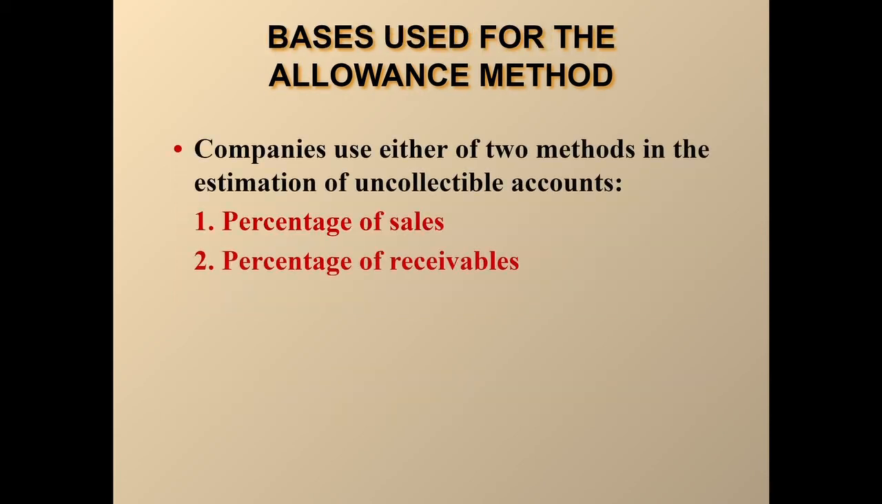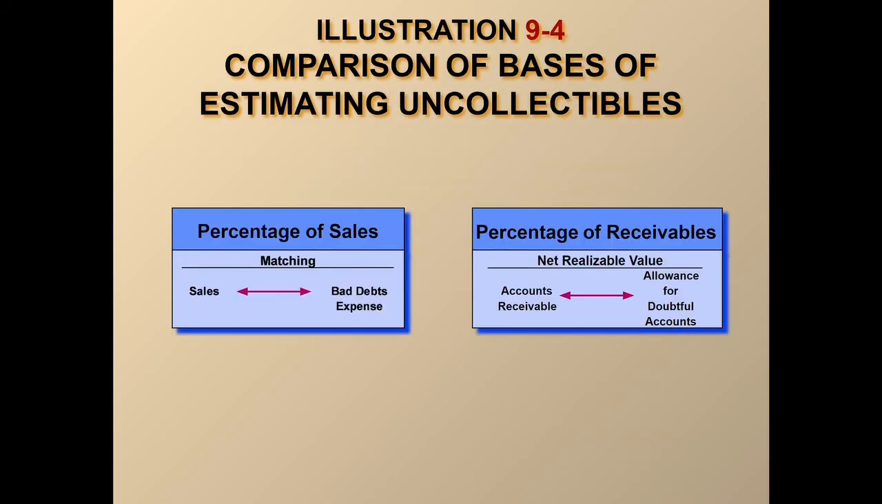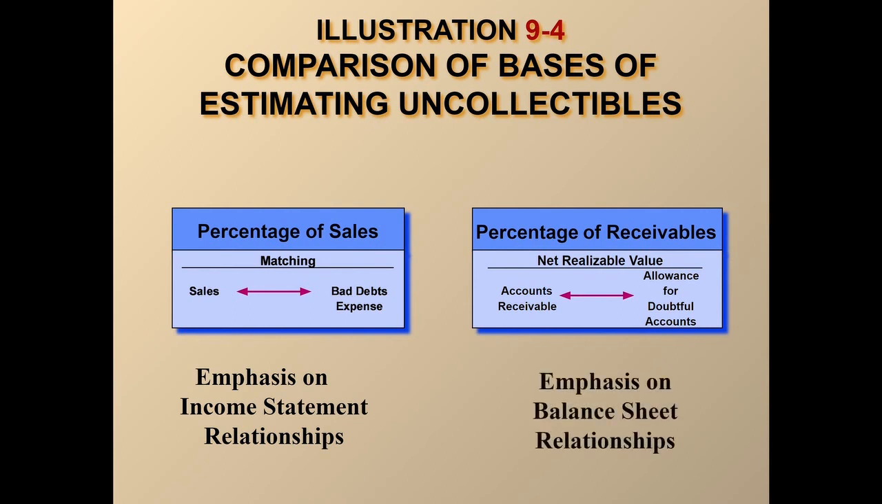Okay, so two ways of looking at it: percentage of sales or percentage of receivables. So sales is obviously revenue based, so I think it goes on the next slide here. The one is looking at the percentage of sales being bad debts expense. Okay, so that's an income statement relationship. Then the percentage of receivables is a balance sheet relationship.